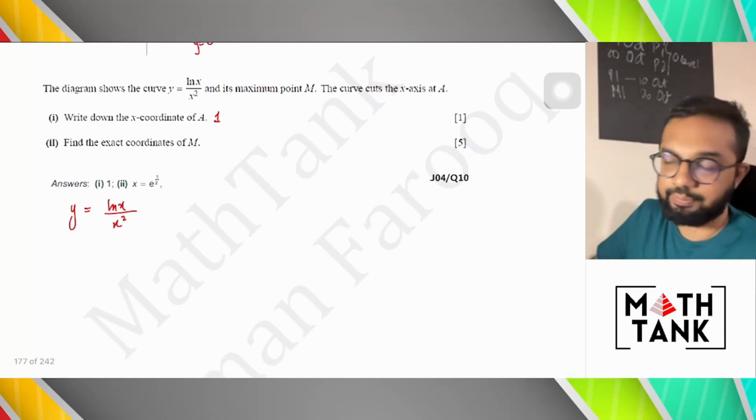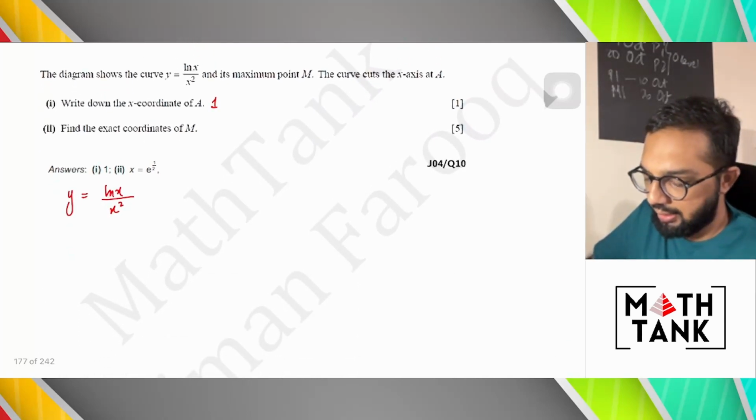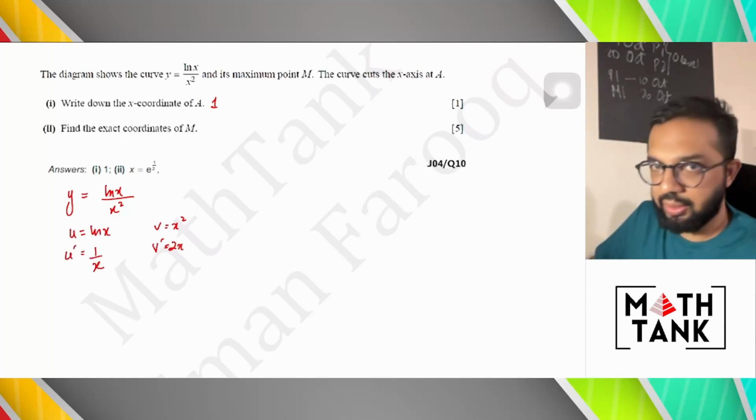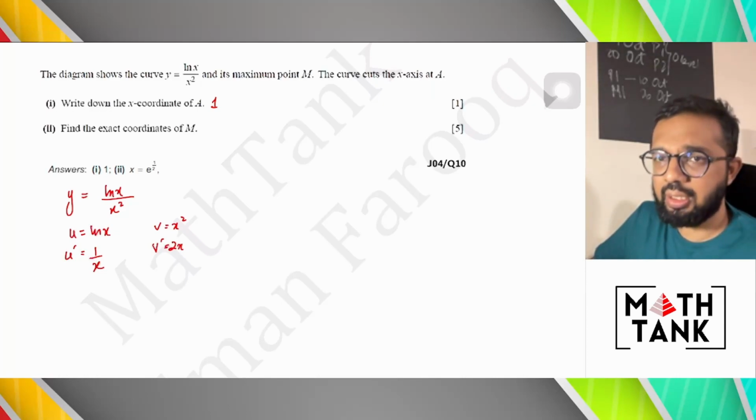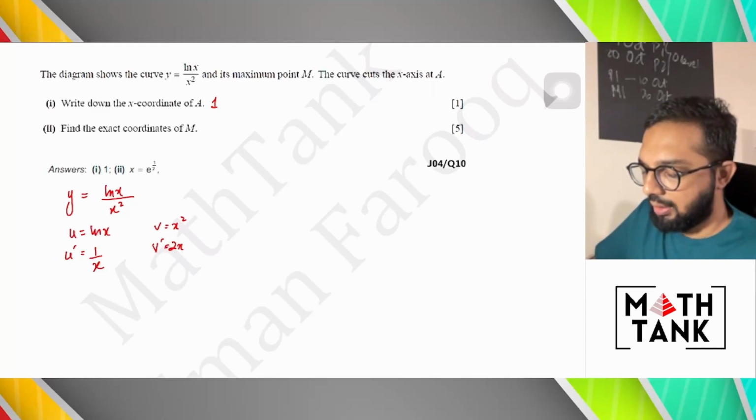I have a numerator and denominator, so I'm going to say that u is ln x, v is x squared, v dash is 2x, u dash is 1 over x. Some people tend to convert it into a product rule and then solve. I wouldn't encourage you to do that, but it would still solve the problem.